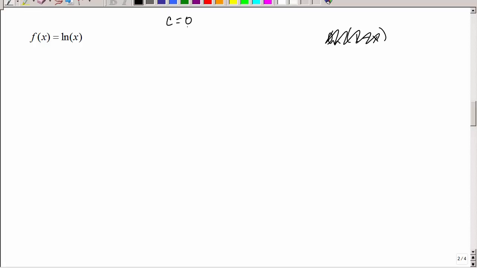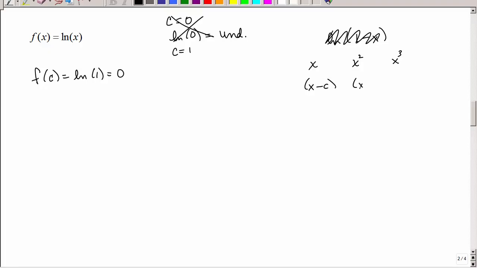So if I let c equal to 0, the natural log of 0, oops, that's undefined. So I can't use that. So I'm going to have to find another value of c. What if I let c equal to 1? Is that okay? So f of c, the natural log of 1, is equal to 0. So that's okay. So when I'm rewriting my series, I won't have x and x squared and x cubed. I'll have x minus c squared, x minus c cubed, and in this case, c will be 1. Okay, so let's continue our process.